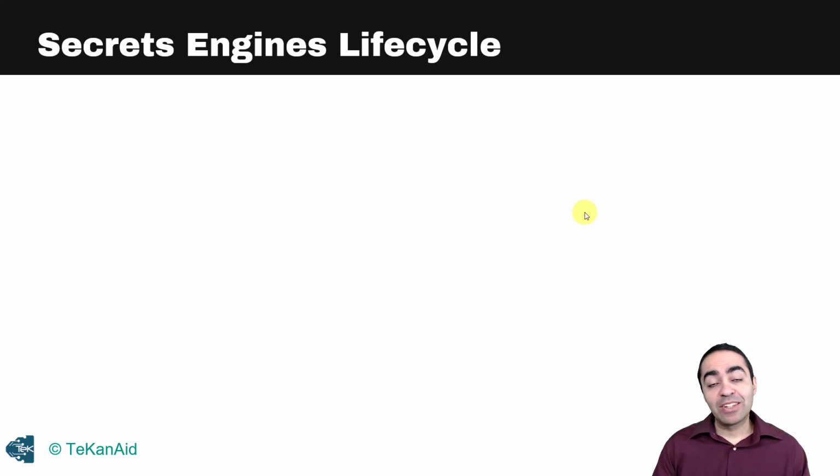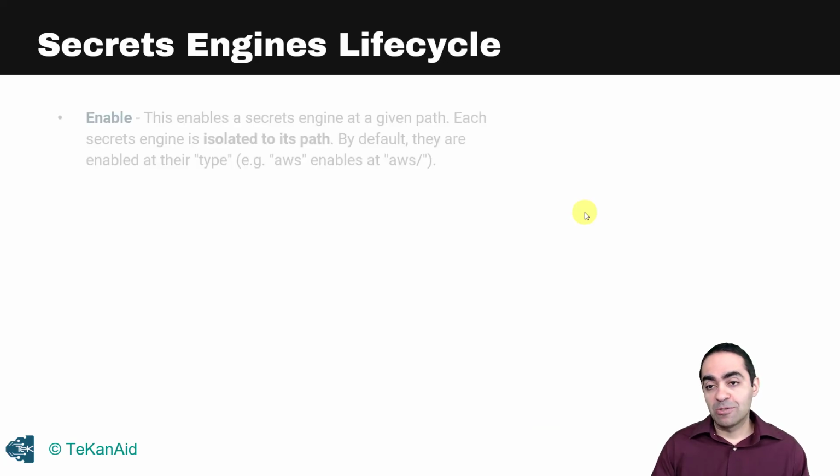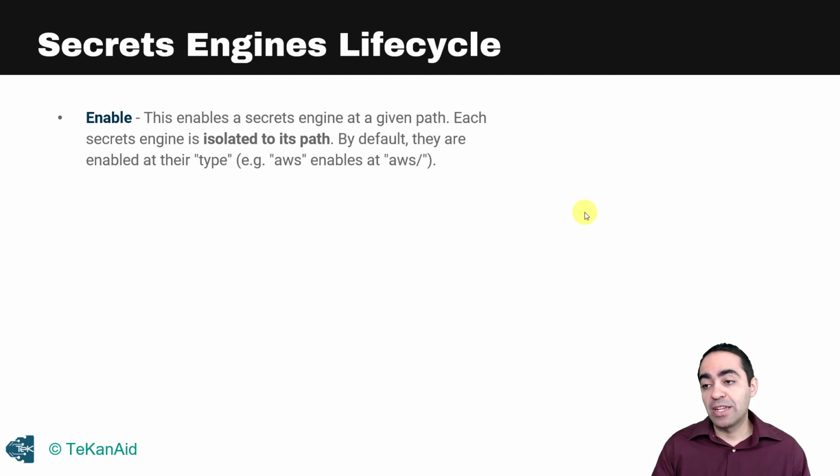Now let's take a look at the life cycle of secrets engines. The first option here is to enable a secrets engine, and this enables it at a given path. Each secrets engine is isolated to its path. By default, they're enabled at their type. For example, AWS will be enabled at the path AWS. You can also customize the path, of course, for any of the secrets engines.